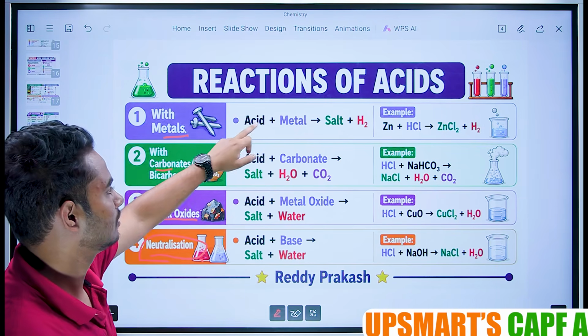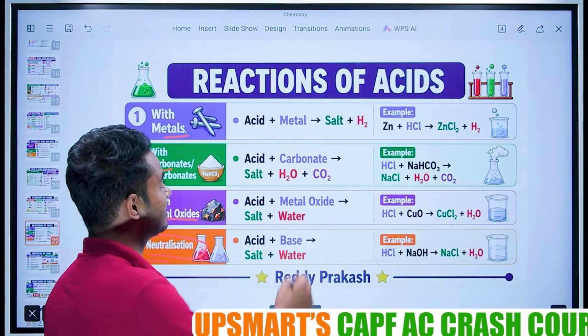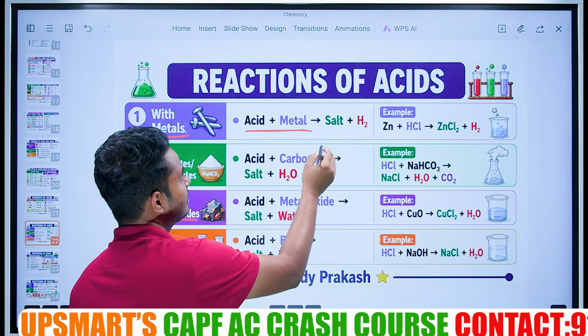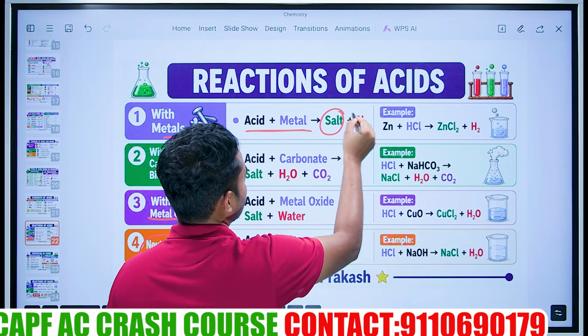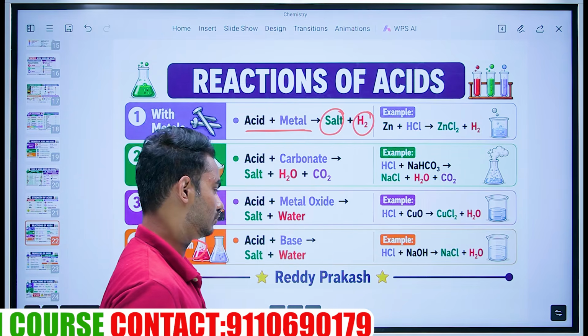When acid reacts with metal, what it forms is a salt plus hydrogen.